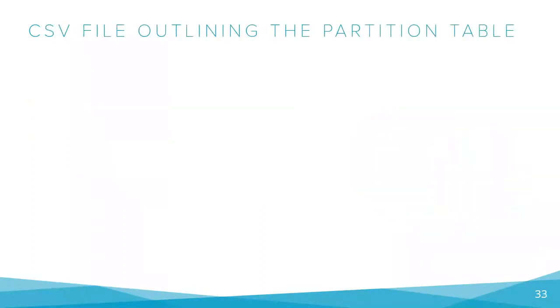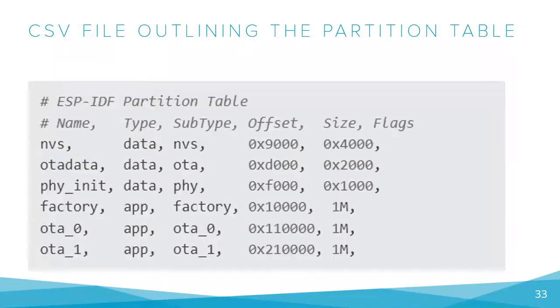So in an ESP32 module, we actually have to provide a CSV file that contains the partitions, offsets and their names. So here is an example of a CSV file that outlines the partition table which is needed by the ESP32 to operate with the OTA features.